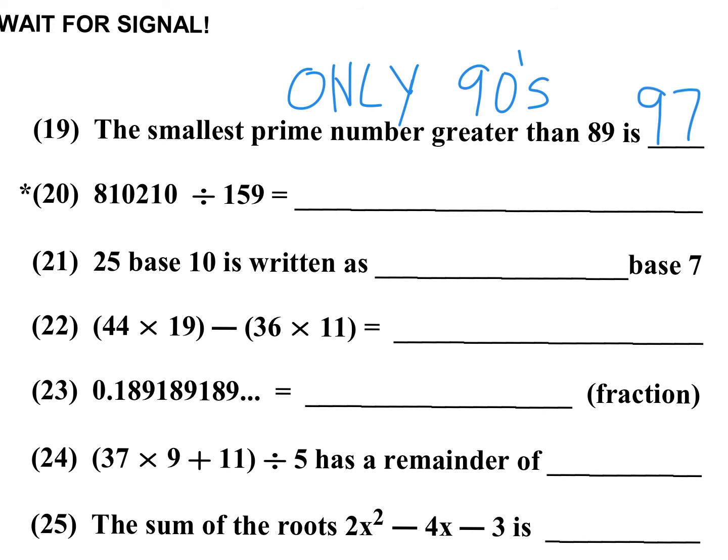Number 20 is an approximation, and we're doing 810,000 divided by 159. And so for that one, I'm going to make this a 160, and 16 goes into 800, 60 goes into 85 times, and then you have a little bit more because I'm going to add one. You could have 5,100. 5,000 would be okay. 5,100 is a better answer.